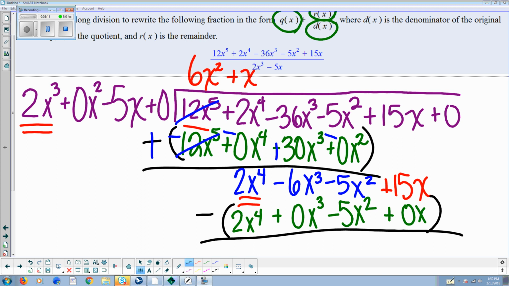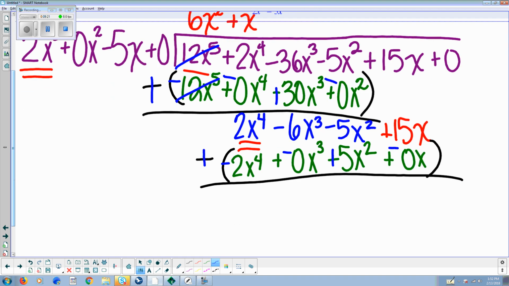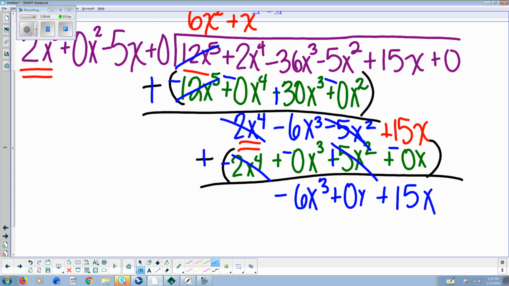So when I subtract again, I'm actually going to go through and distribute the minus, so it changes all the signs inside. And then I combine down. So 2x to the 4th plus negative 2x to the 4th cancels. Again, the first term should cancel every time. Negative 6x to the 3rd plus 0x to the 3rd is negative 6x to the 3rd. Negative 5x squared plus 5x squared cancels. 15x plus 0x is plus 15x. I may go ahead and put plus 0x squared as a placeholder here.